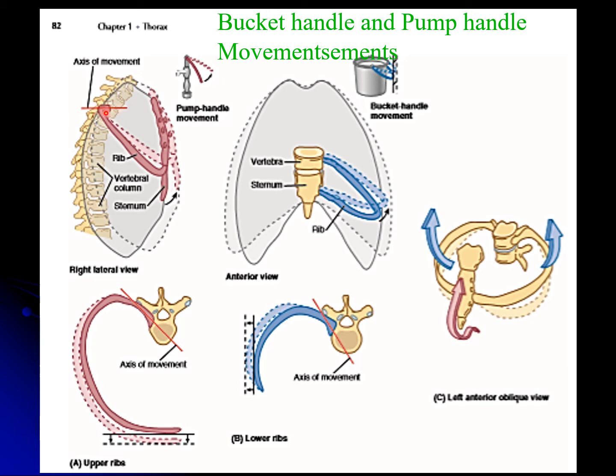So for the pump handle movements, as we can see, the axis of the movement is at the posterior end at the level of vertebrae, or where the ribs are connecting with the vertebrae. So from here the handle is moving upward and down, while in case of bucket handle movement, the axis of movement is passing through the head and neck of the rib and elevating and depressing the rib. These are the axes of the movements for bucket and pump handle movements.